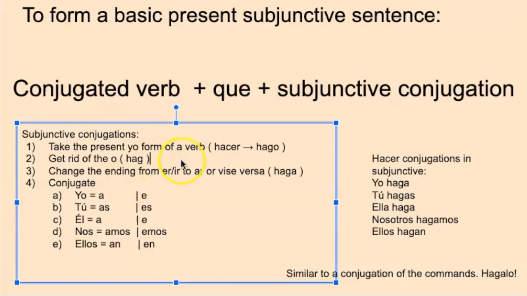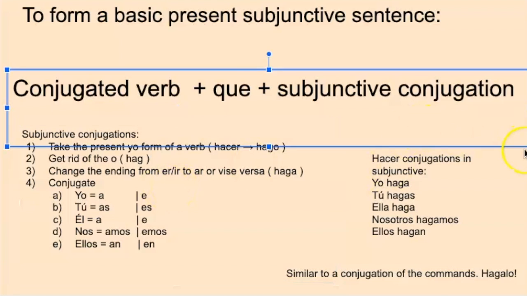So for example, it's hacer, er, right there. So you change it to a. So then you take the yo form, hag, and you'd put the a ending, haga. So basically all the forms are a, as, a, amos, an, or e, es, e, emos, en. Er and ir verbs are exactly the same thing. There's nothing with an i.